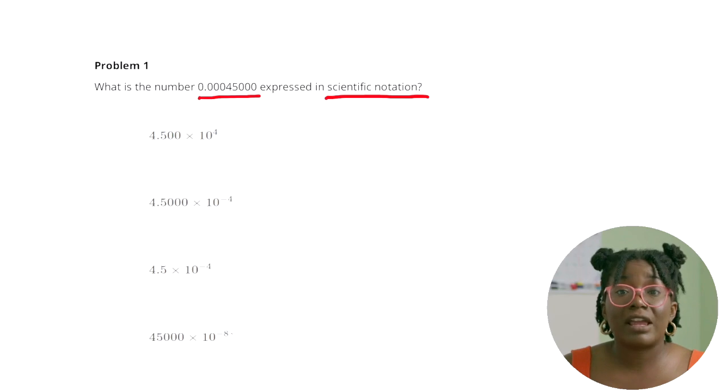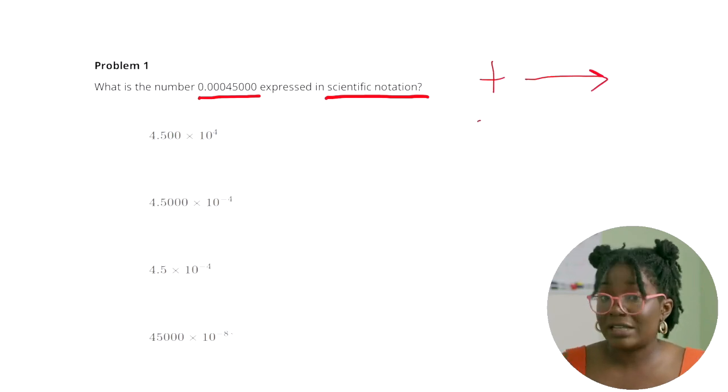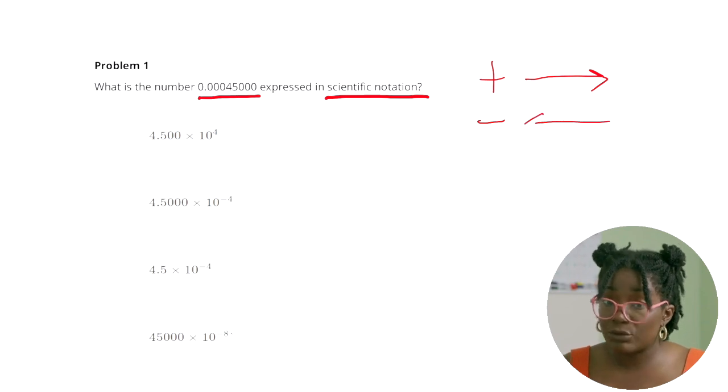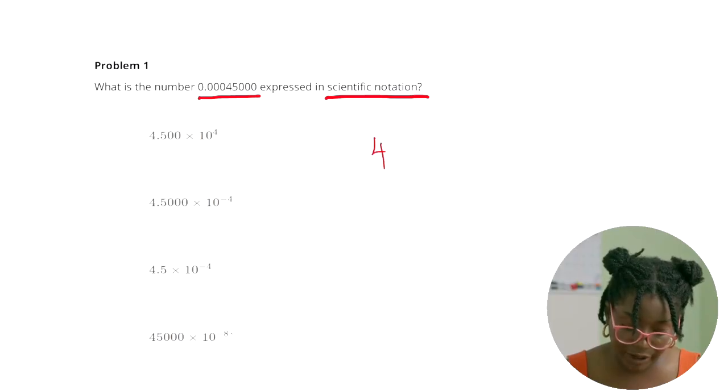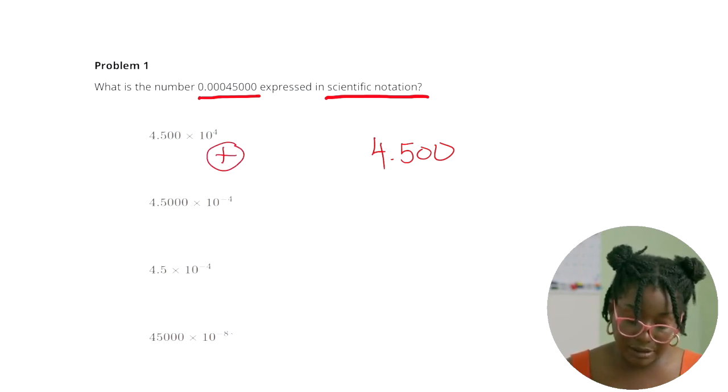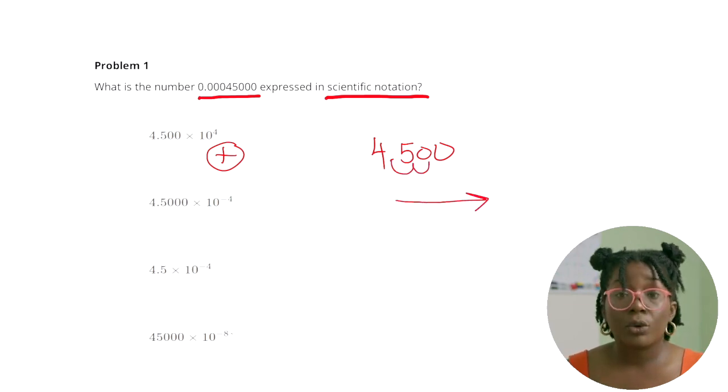So if we have a positive exponent, we're going to go to the right. If we have a negative exponent, we're going to move that decimal place to the left. Now, what you'll notice is some of them have a positive exponent and some of them have a negative exponent. So our first answer choice is 4.500 times 10 to the power of 4. Now, because that is 10 to the power of 4 and that 4 is positive, we are going to move that decimal place 4 places to the right.